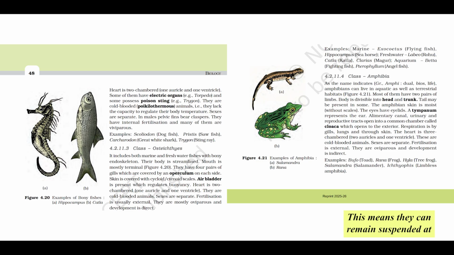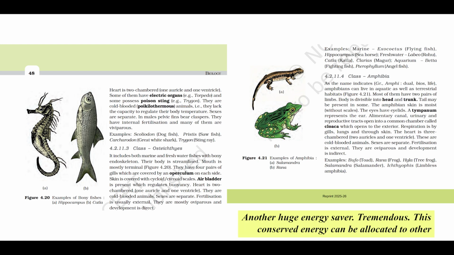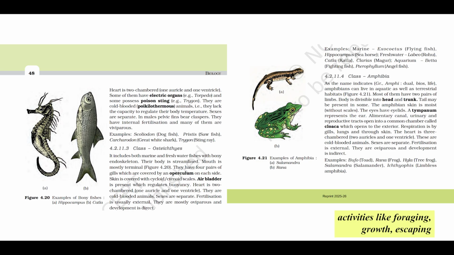This means they can remain suspended at any desired depth in the water column without expending muscular energy to counteract sinking, like chondrichthyes must do, or floating up. Another huge energy saver. Tremendous. This conserved energy can be allocated to other activities like foraging, growth, escaping predators, or reproduction.